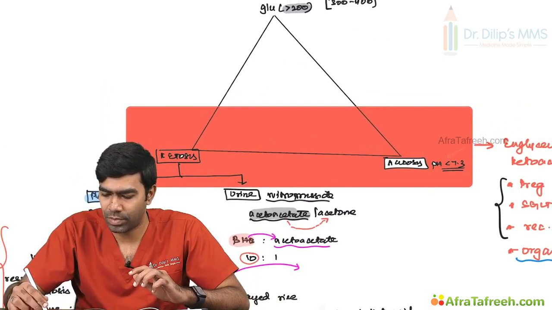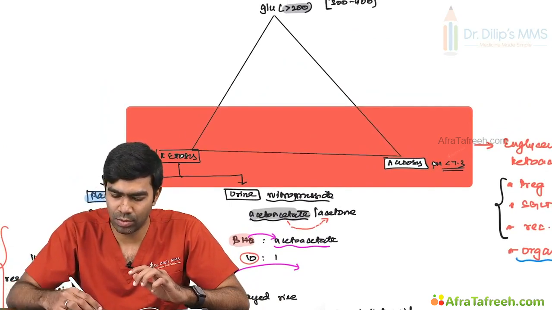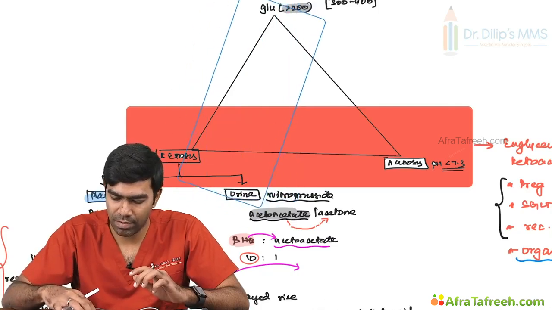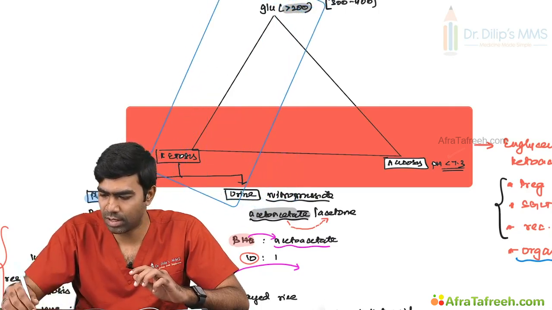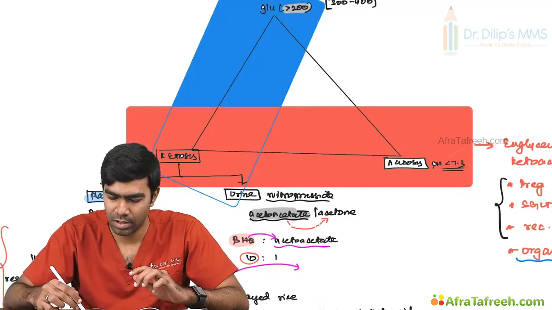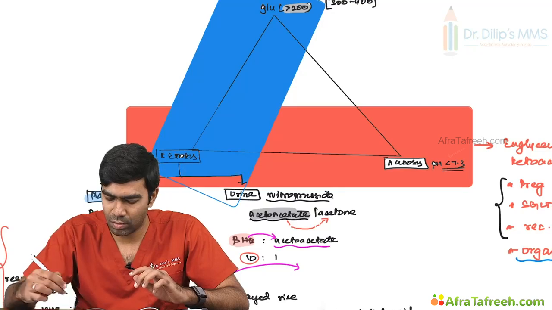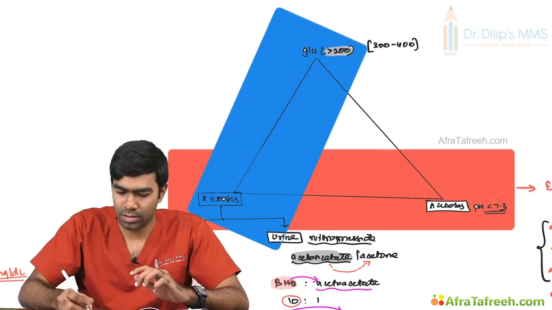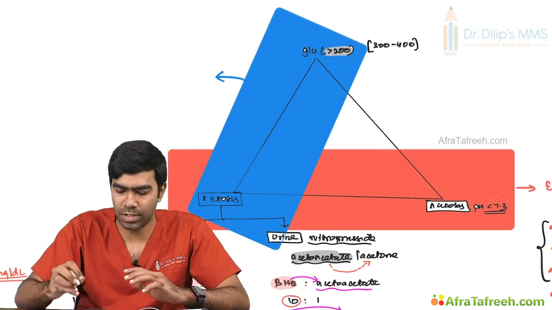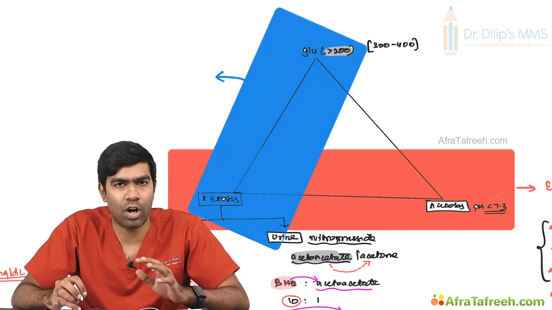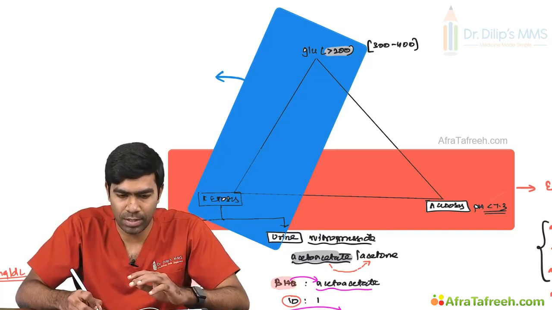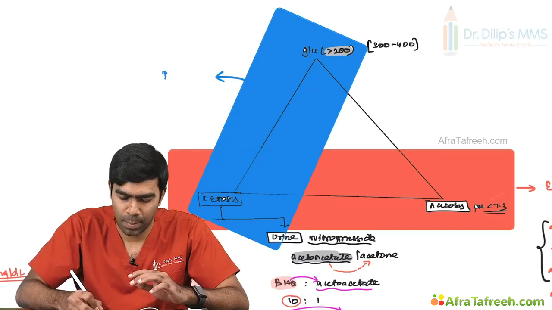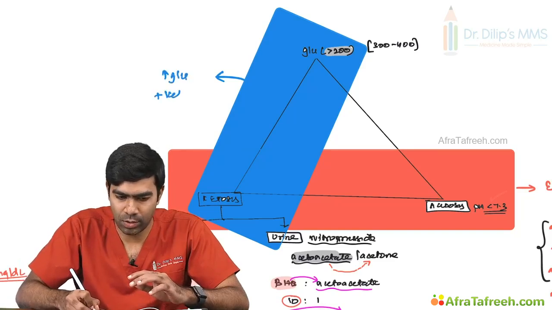And number 2, there could be certain scenarios where the patients will be having only hyperglycemia and ketosis. So they will be having only hyperglycemia and ketosis. So hyperglycemia and ketosis, which means there is no acidosis. So this cannot be taken as a DKA. So they are having only hyperglycemia and ketosis.